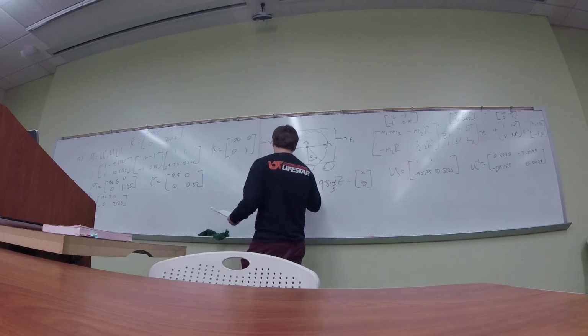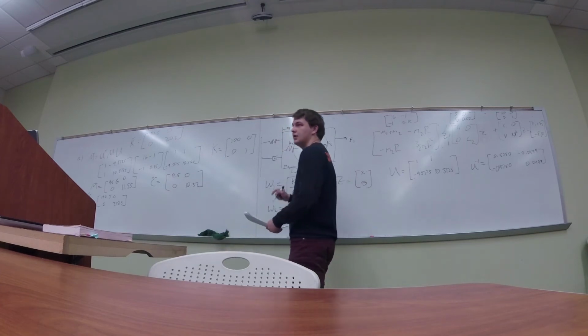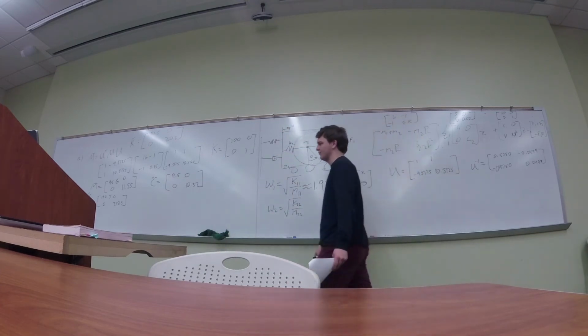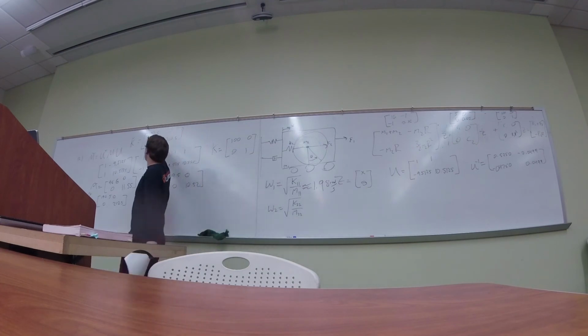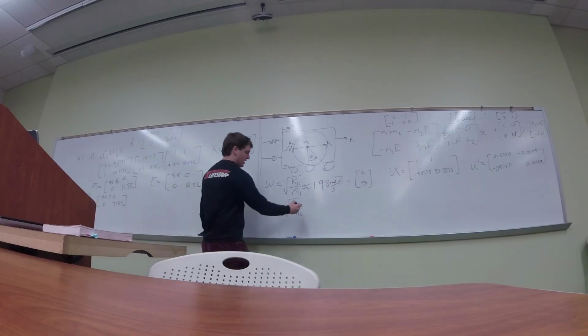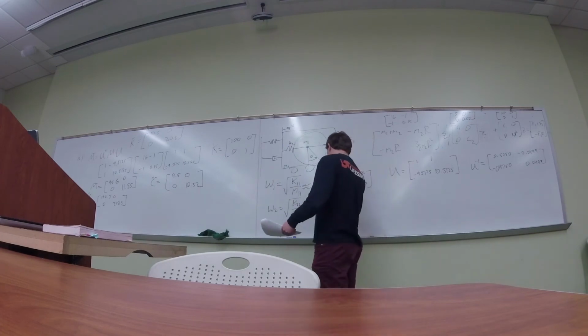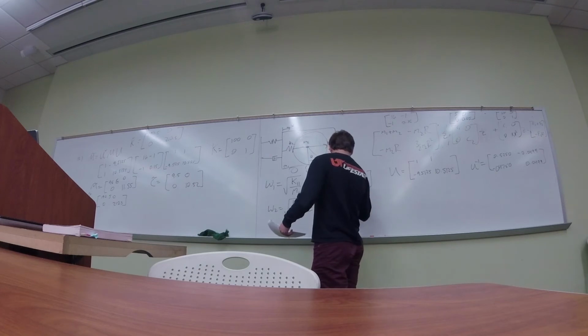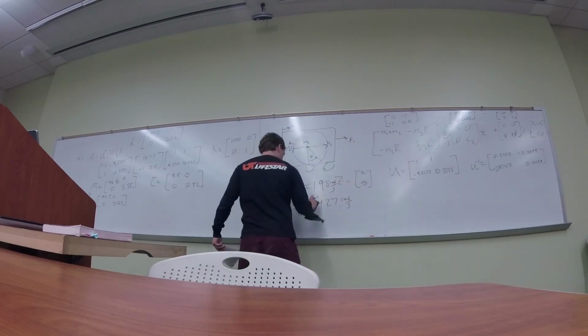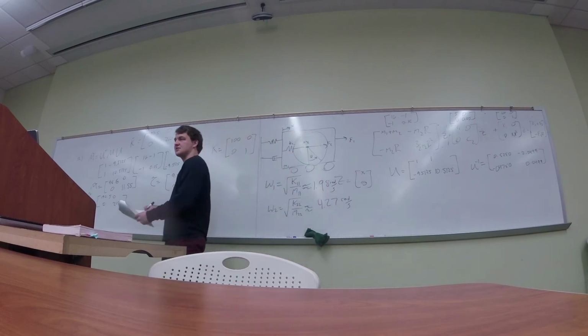Then you do the same thing for omega 2. If you want, you could do K11, M11, and then K22, M22. This is K11, K12, K21, K22. We're not necessarily worried about that, but you can show that. And then you're going to find that this is approximately 4.27 radians per second. So that's the second question he asked for.